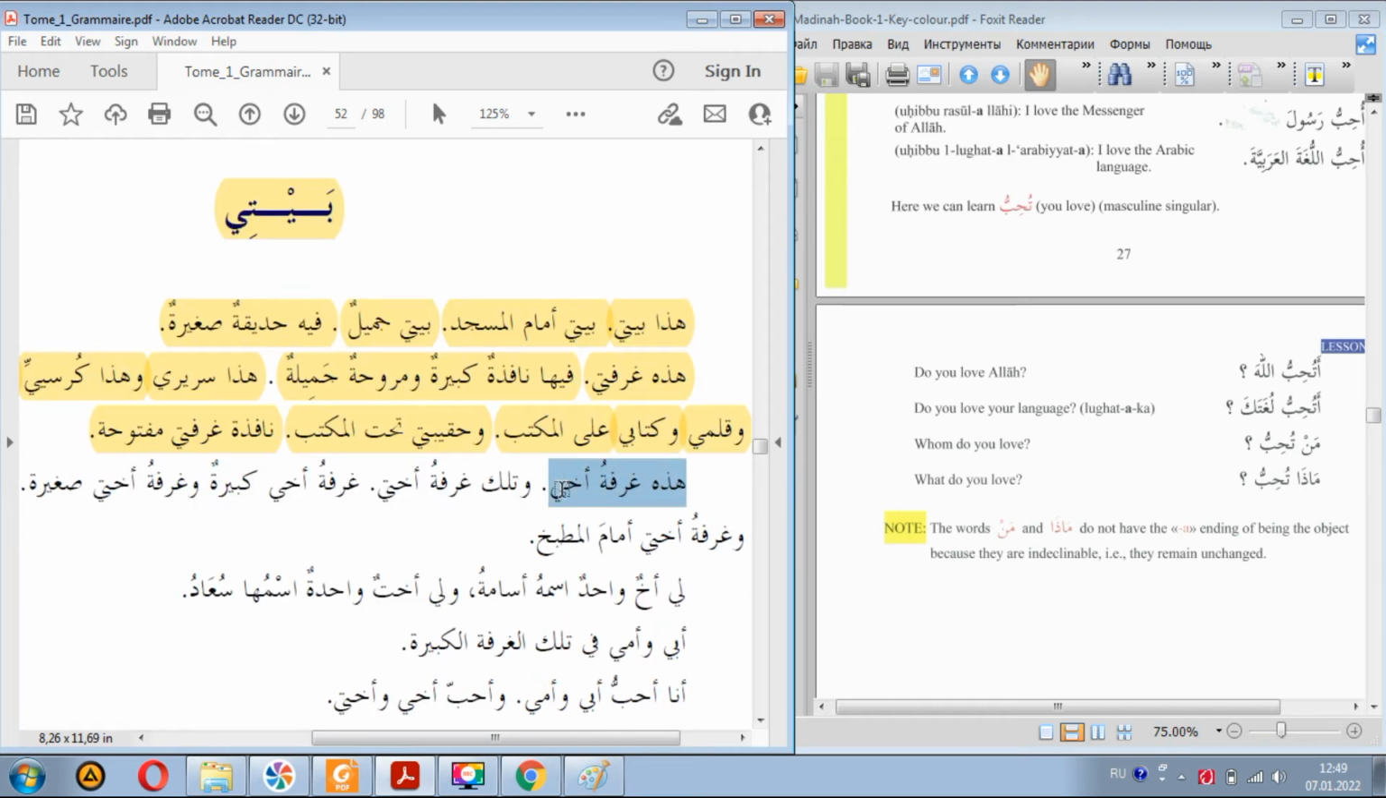هذه غرفة أخي. This is a room of my brother. وتلك غرفة أختي. And that room is for my sister. غرفة أخي كبيرة. You see this ta marbuta in the end, because it refers to غرفة, not to أخي. So the room of my brother is big. وغرفة أختي صغيرة. And the room of my sister is small.